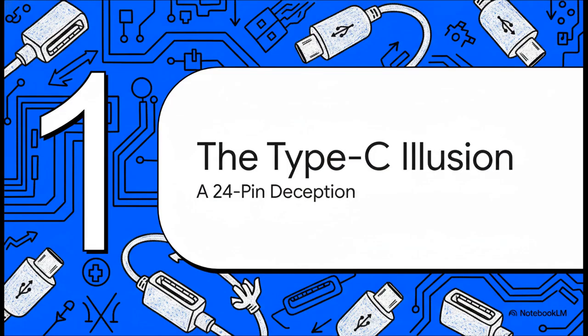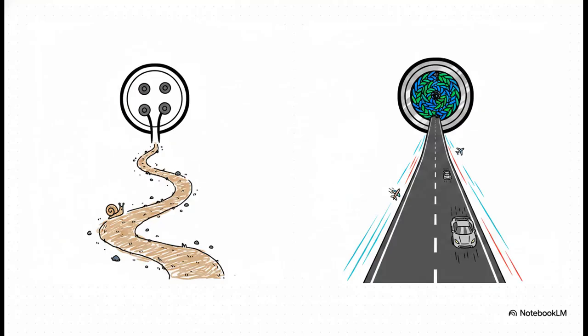Which brings us to Section 1, the Great Type-C Illusion. The core problem here is that the 24-pin oval connector looks perfectly identical across every single device. It's wonderfully symmetrical, you can't plug it in upside down, but that physical homogeneity is a total facade. Just because the metal plug has 24 pins doesn't mean the manufacturer actually wired them all together inside the cable.